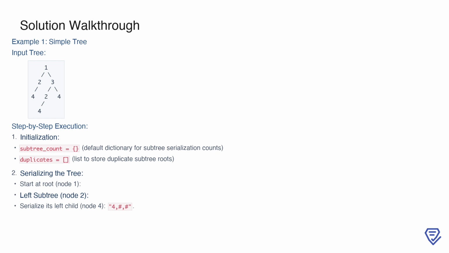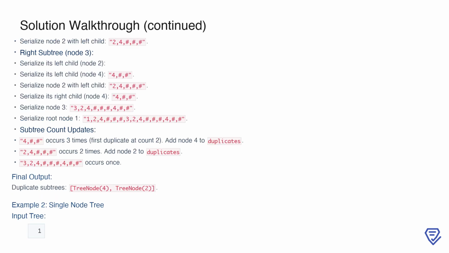Then, we begin serializing the tree starting from the root. The left subtree of node 1, starting at node 2, is processed. For node 2's left child, node 4, there are no children, so it serializes as 4 ###. Next, node 2 is serialized as 2 4 ### ###, since its left child is node 4 and it has no right child. Moving to the right subtree of node 1, we process node 3. Its left child, node 2, is serialized similarly to the earlier node 2.